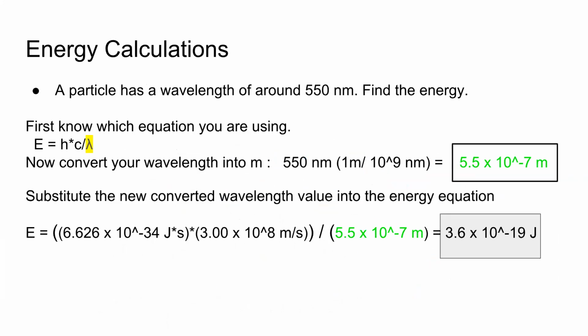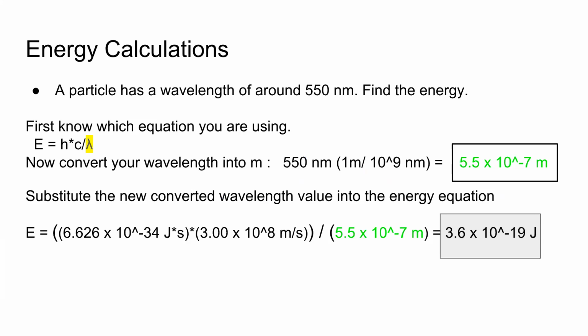So how to calculate energy? We know that the equation we need to know is E is equal to hc over lambda, which I highlighted in yellow. First off, we have the wavelength, which is 550 nanometers, but we need to convert it into meters for this problem. So in green is the wavelength that we have. Now we substitute that value back into our energy equation, and we know that h and c are both constants, so we don't need to calculate anything for those. Then we just plug in the wavelength, and that is our energy.